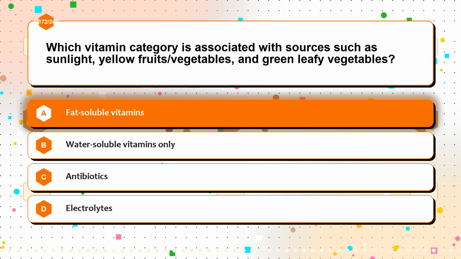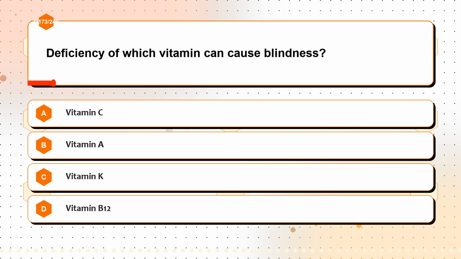The correct answer is option A. Fat-soluble vitamins. Question 173. Deficiency of which vitamin can cause blindness? Here are the options. Option A. Vitamin C. Option B. Vitamin A. Option C. Vitamin K. Option D. Vitamin B12.